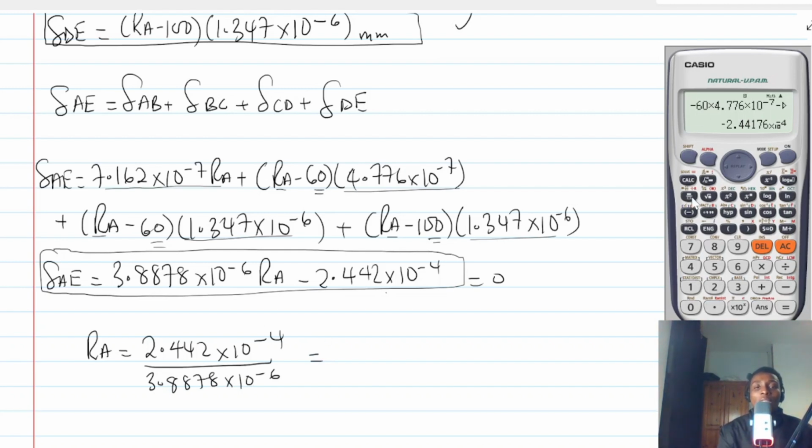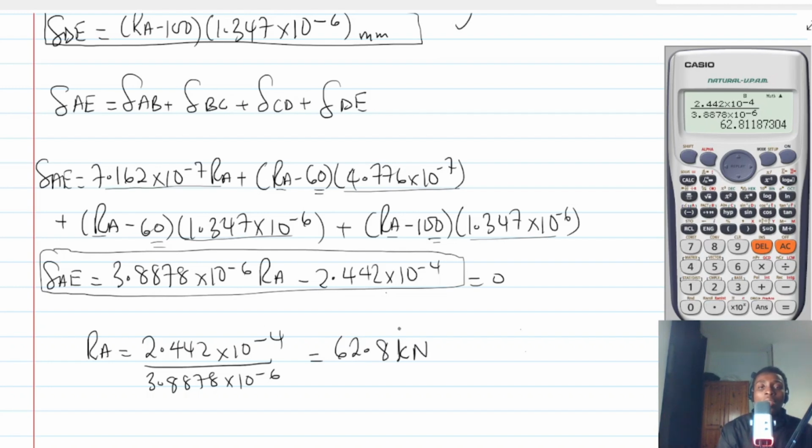As for this one, we can calculate it together. So 2.442 times 10 to the power minus 4 divided by 3.8878 multiplied by 10 to the power minus 6. And what is that? So RA is 62.8 kilonewtons.